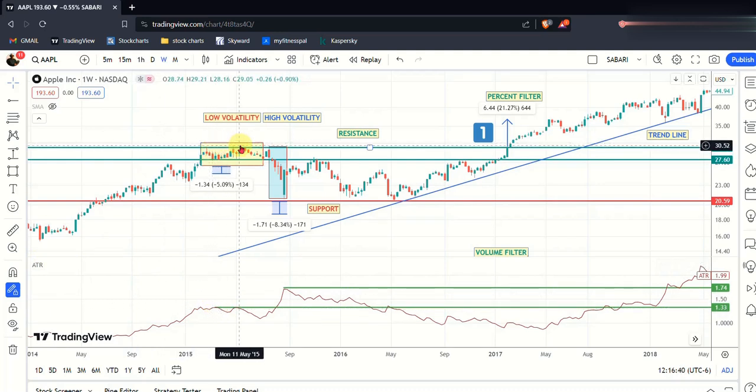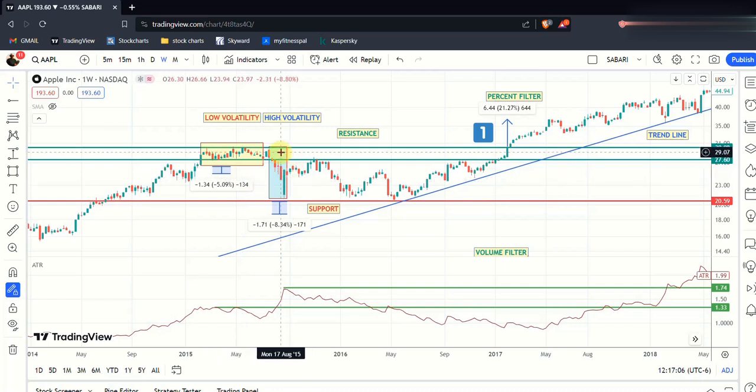Here, in this range of period where volatility is low, I'm going to consider 1.33 as per this indicator. So I gave a buffer of 1.33. If price breaks out this level, then it is considered as a breakout.